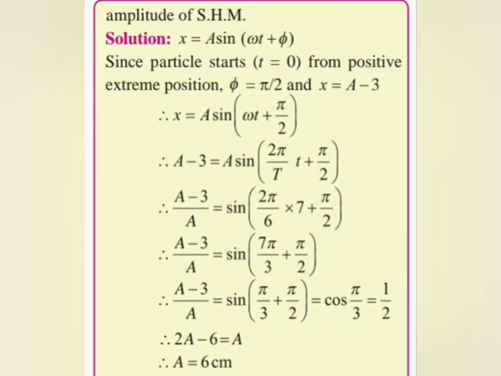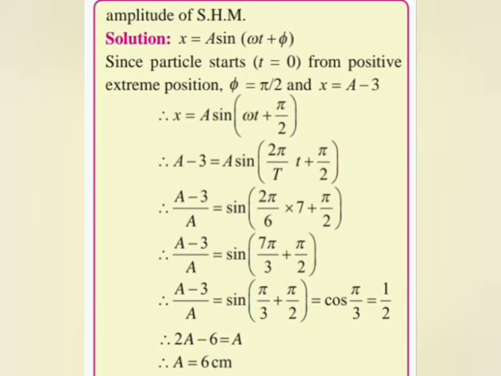So here we have the displacement formula, x is equal to a minus 3, which we applied in the previous condition. What does it mean? It means that the displacement is nothing but the amplitude minus the distance traveled by the particle. Here the distance traveled by the particle is 3 centimeter. That's why x is equal to a minus 3. So let's put this value in the displacement.